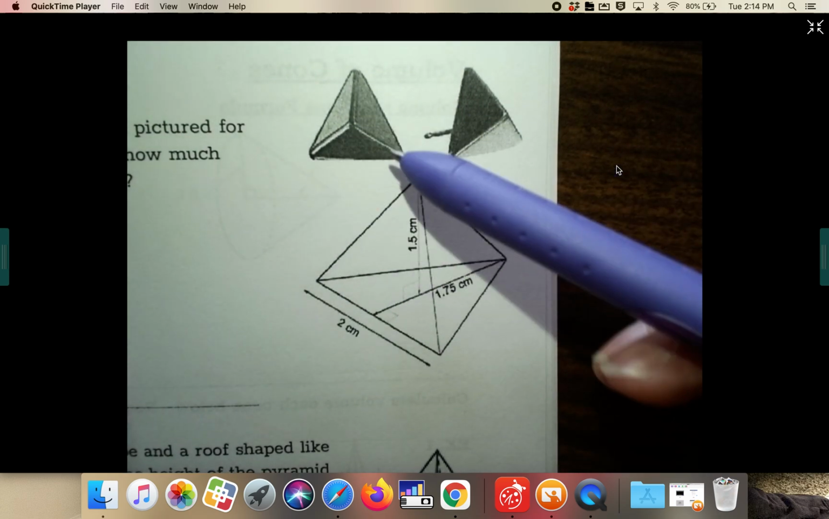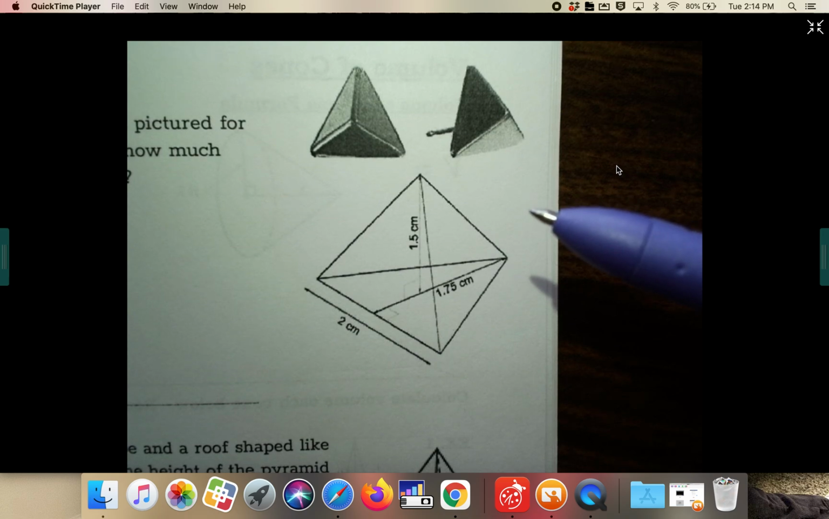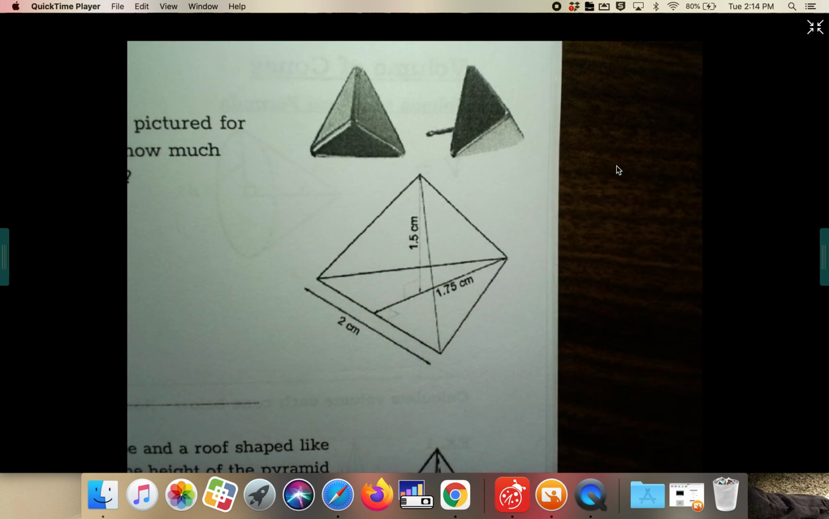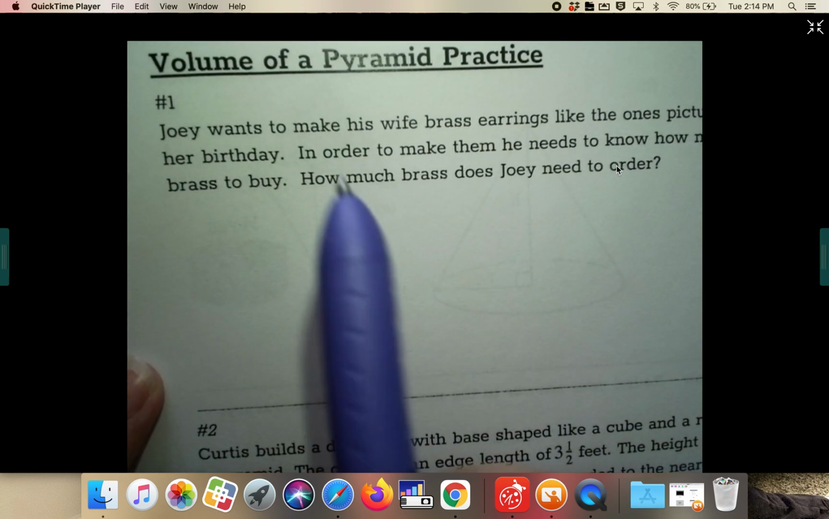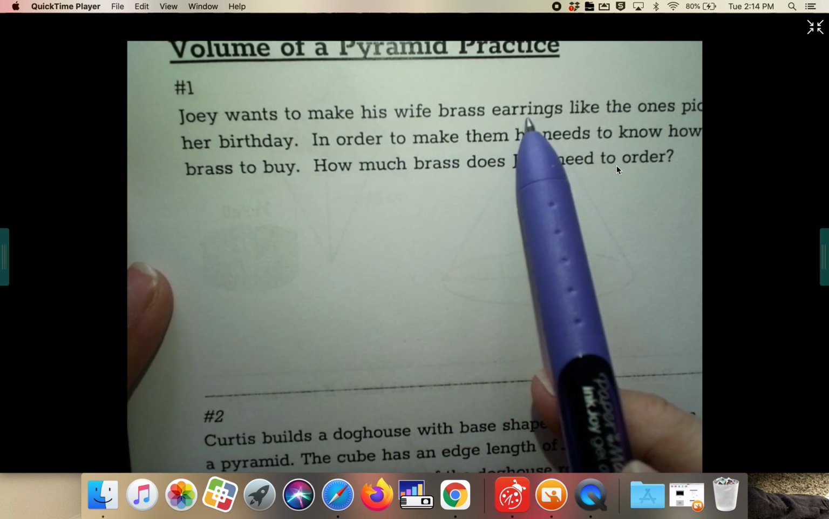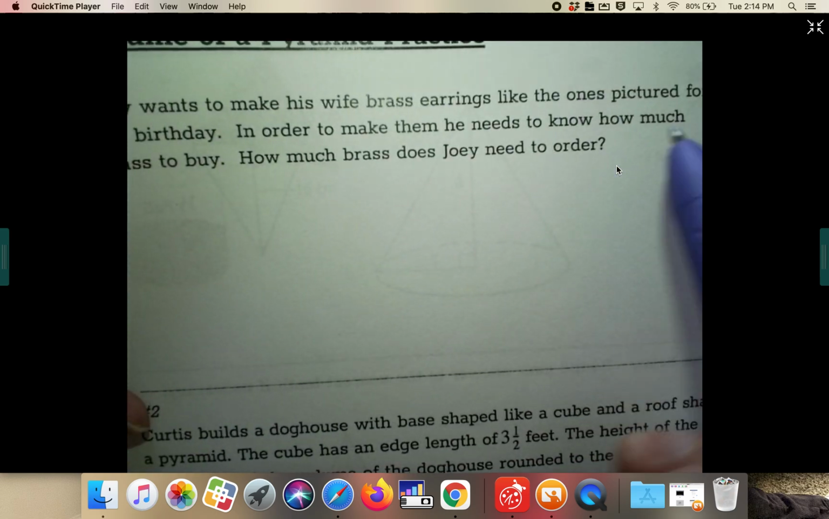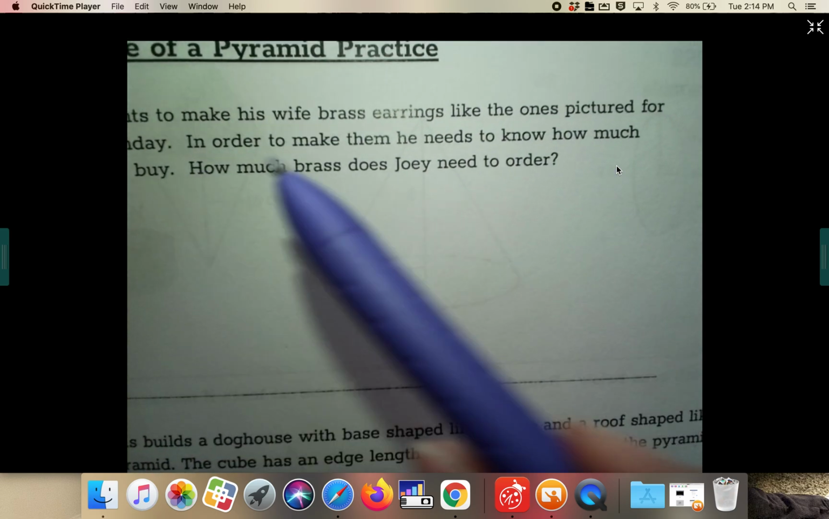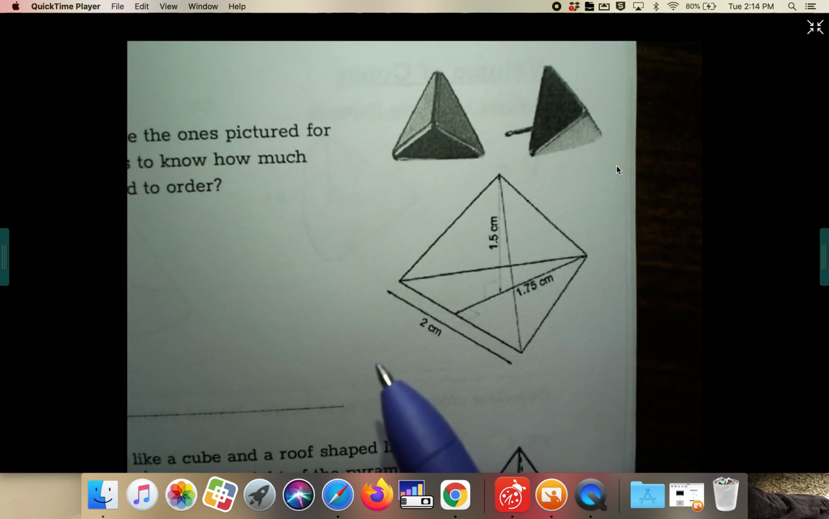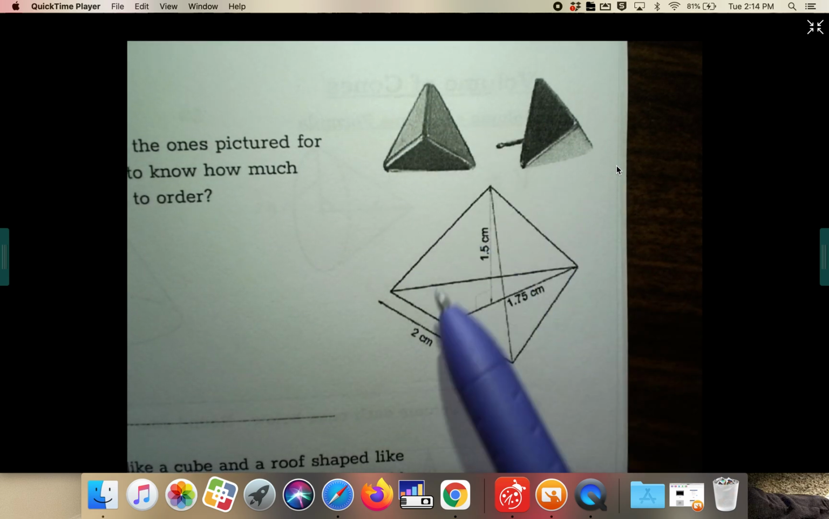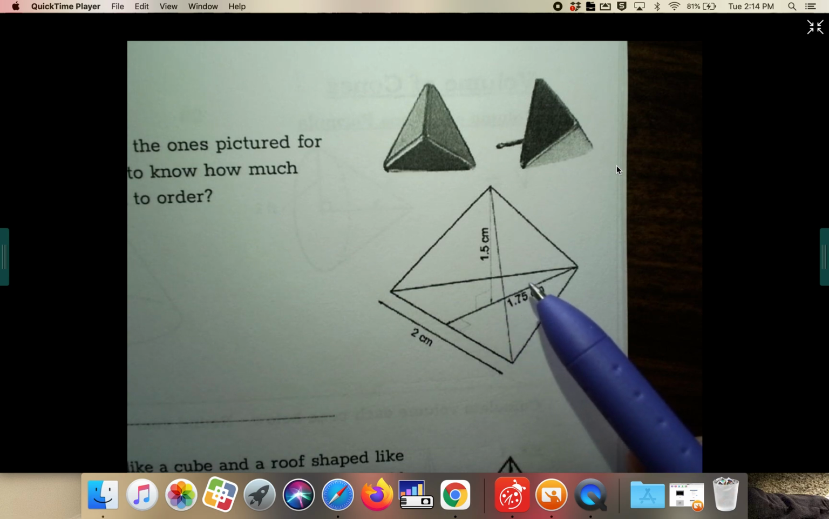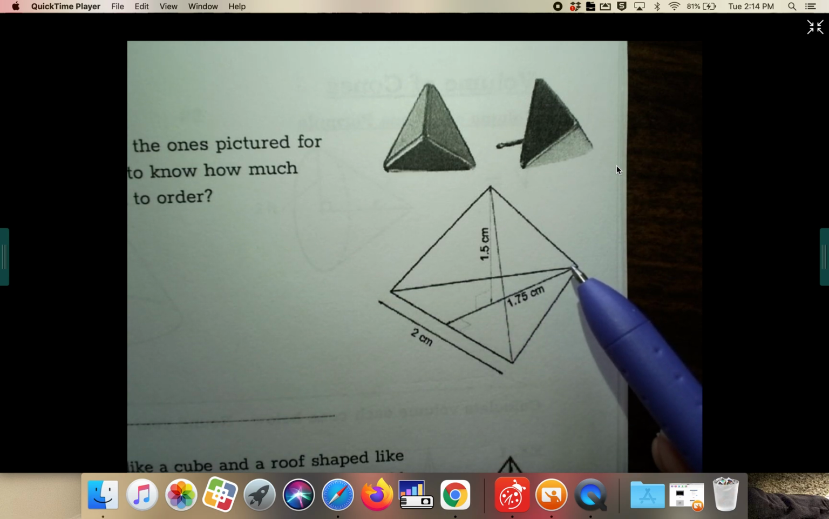So these are triangle bases. So we're going to have a triangular base. And what the question says, let me read it, is Joey wants to make his wife brass earrings like the ones pictured for her birthday. In order to make them, he needs to know how much brass to buy, and it's by volume. So we first need to come up with the base, and the base is a 2 by 1.75, and since it's a triangle, we'll divide by 2.